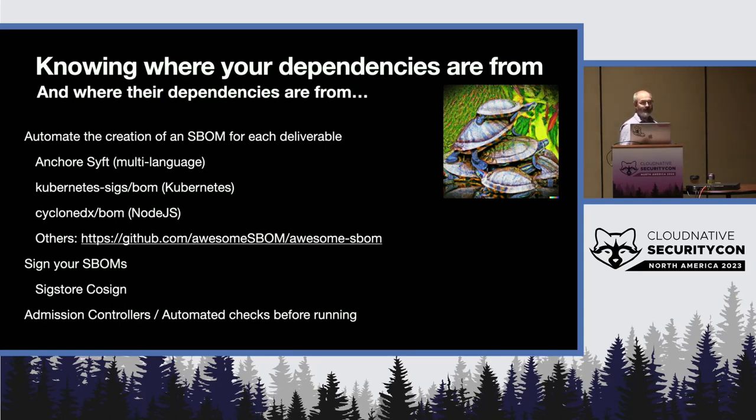And finally, if you have an SBOM and a digital signature, you can then use an automated check or an admission controller to make sure that you're not running unsigned or unchecked deliverables.